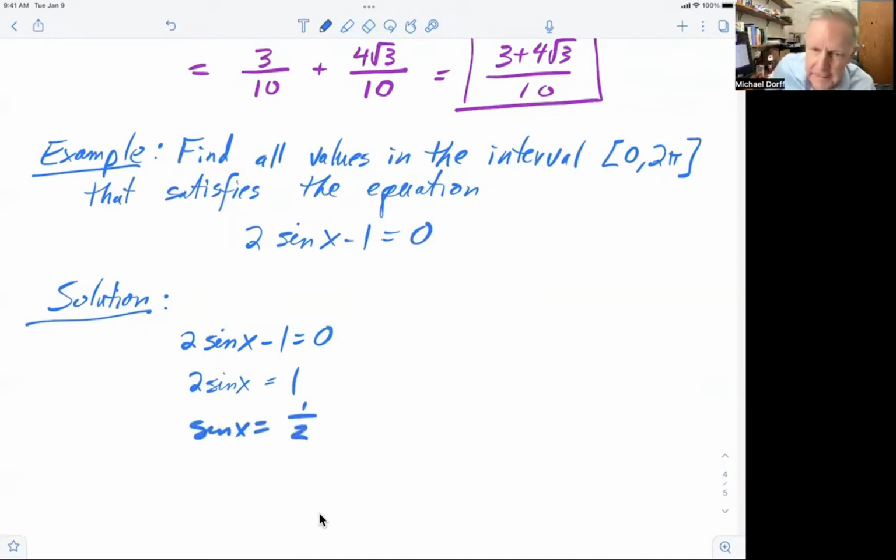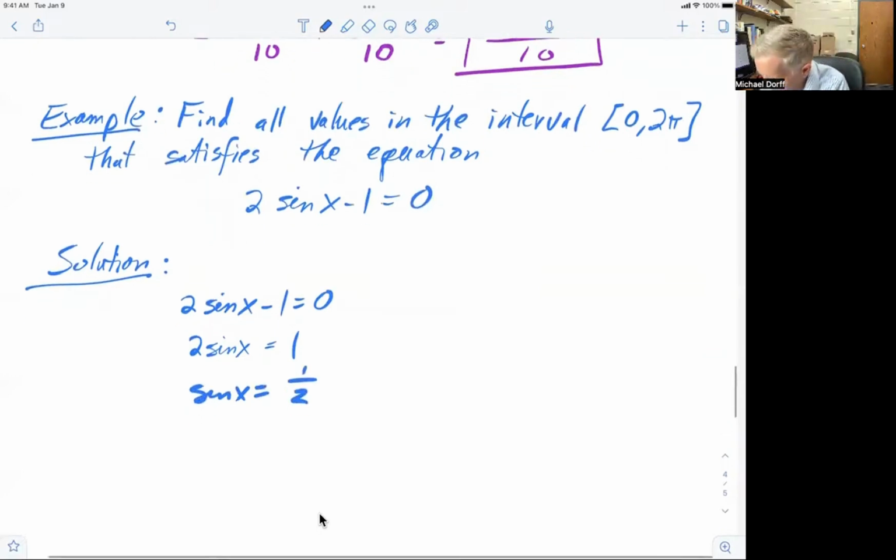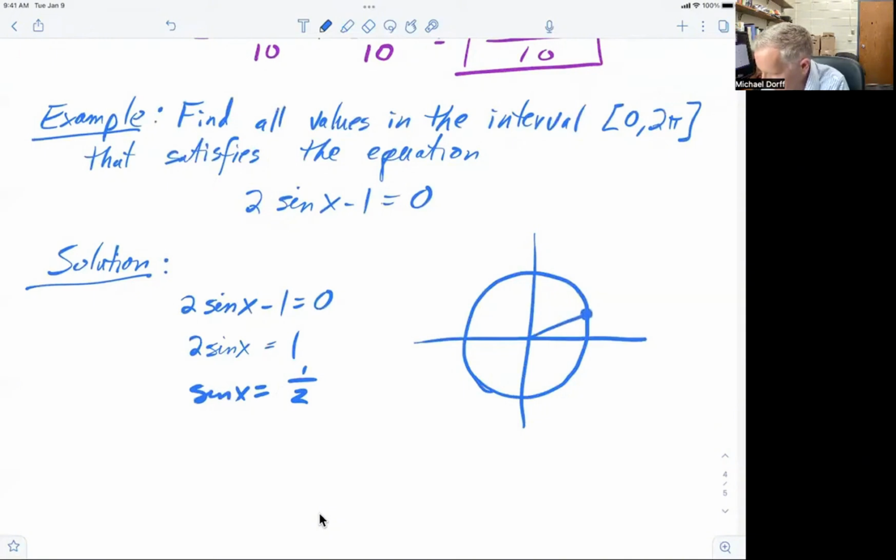Now when does the sine of x equal 1/2? Well, let's go back to our circle. If we memorize those values here, at pi over 6, then I have the sine of pi over 6 equals 1/2. That's going back to that chart or table from the very first video. So I know that x equals pi over 6. But that's not the only time that the sine of an angle equals 1/2.